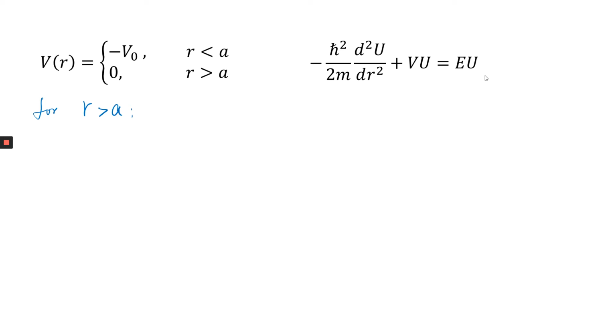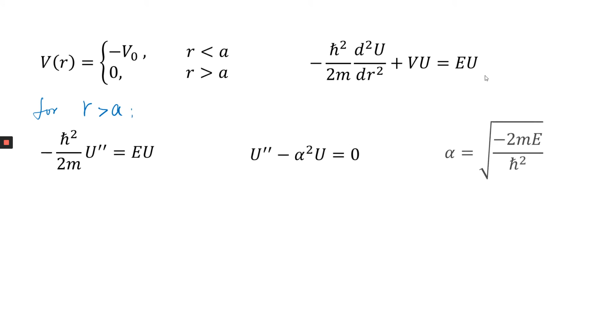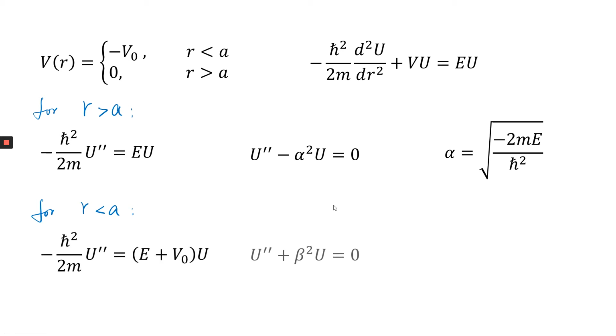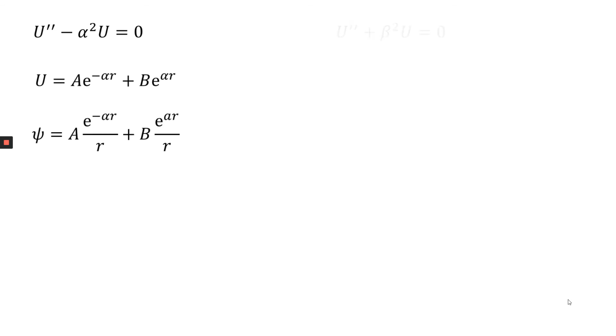So for r greater than a, the potential is 0. We get this ordinary differential equation where alpha is this. And the reason why we have a minus sign here is because E is negative for the wave function to be in a bound state. For r smaller than a, we have this, where beta is this. So now we just need to solve these two differential equations.